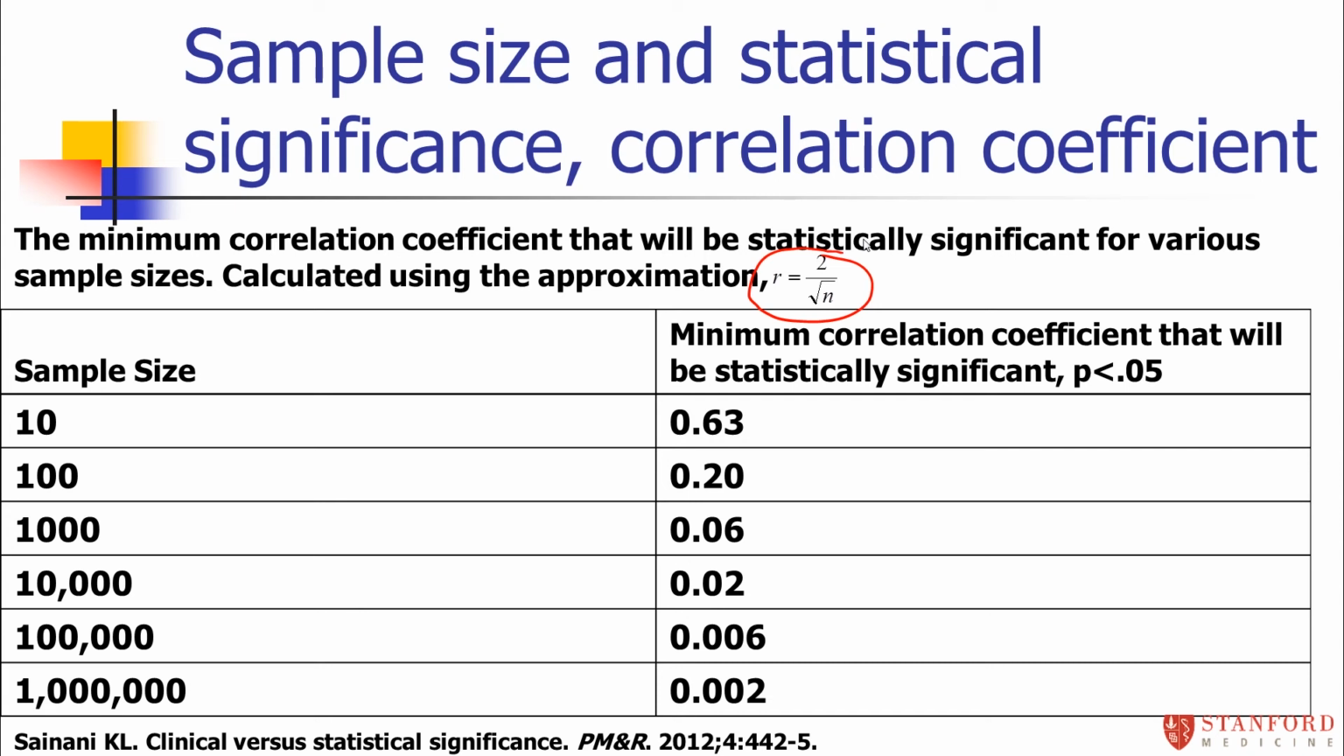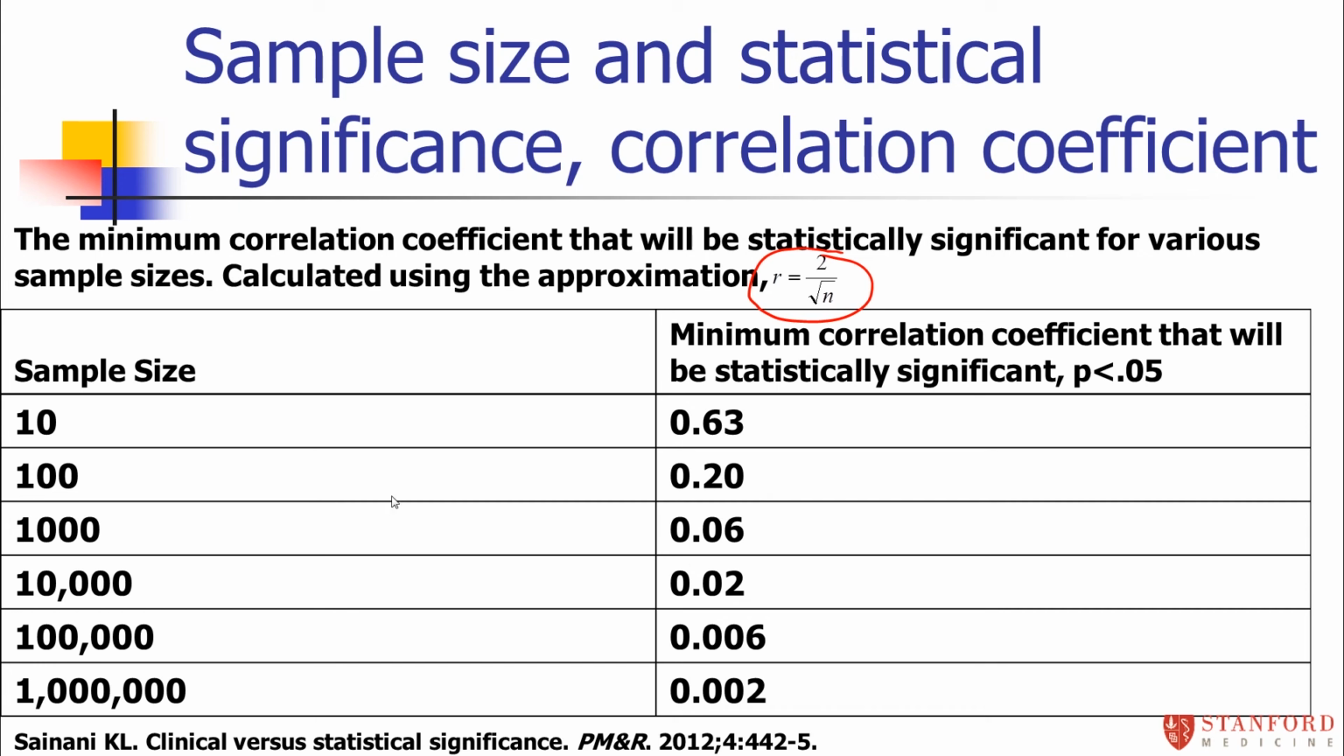For example, to be statistically significant with a sample size of 10, 2 divided by the square root of 10 tells you that you're going to need a correlation of 0.63. It's going to need to be pretty big to come out statistically significant, with only 10 people, to be confident that it's really different than 0. With 100, however, 2 divided by the square root of 100 gives you 0.2. So any correlation coefficient in your study that comes out to be 0.2 or greater, with a sample size of 100, is going to be statistically significant.